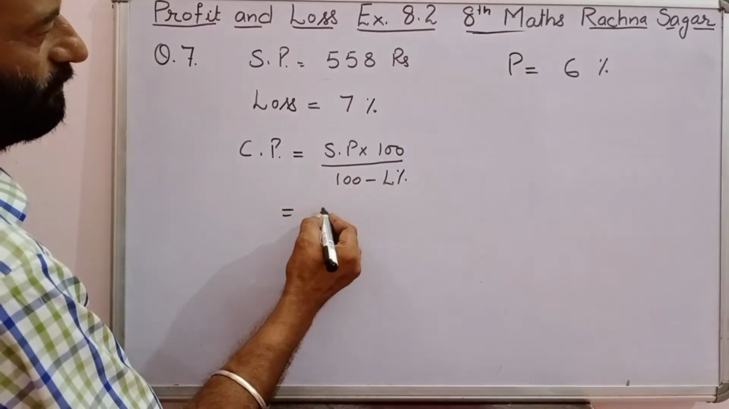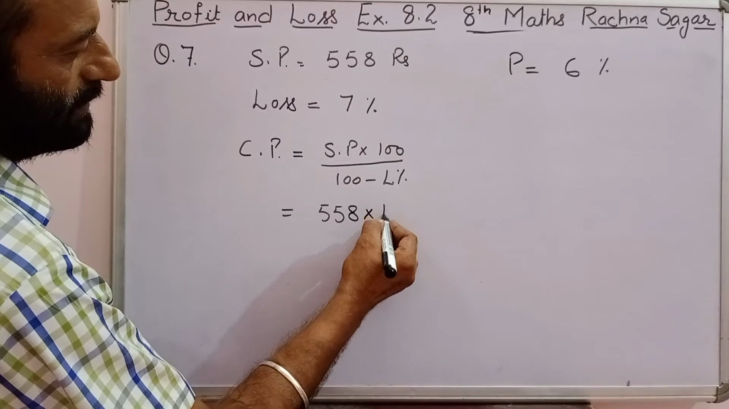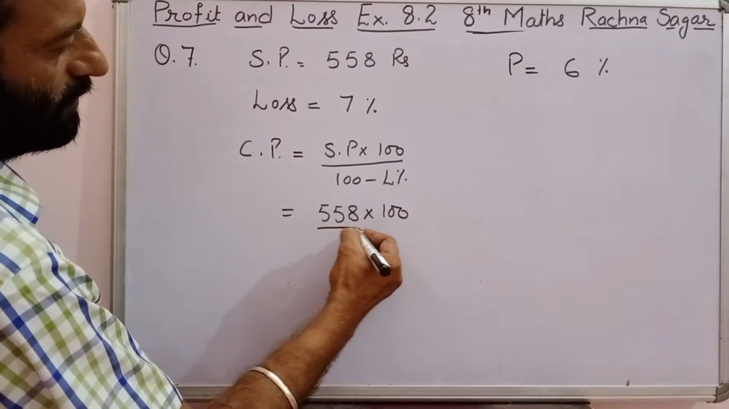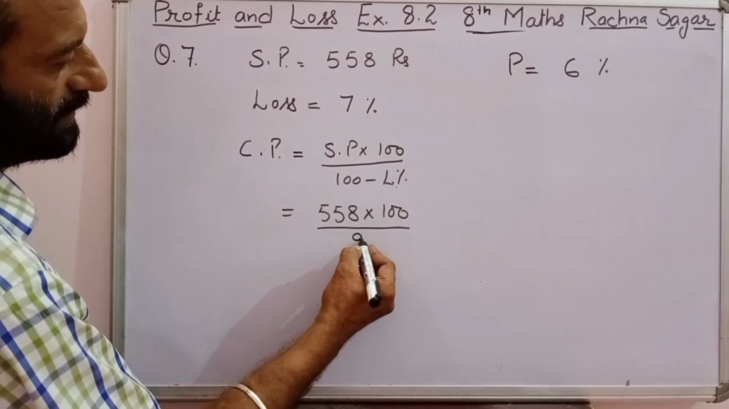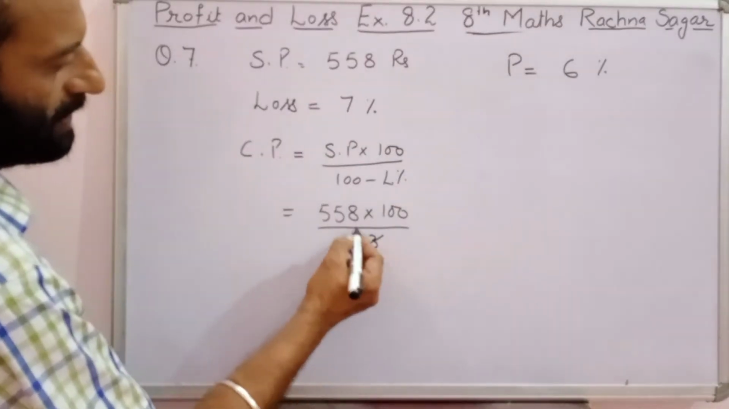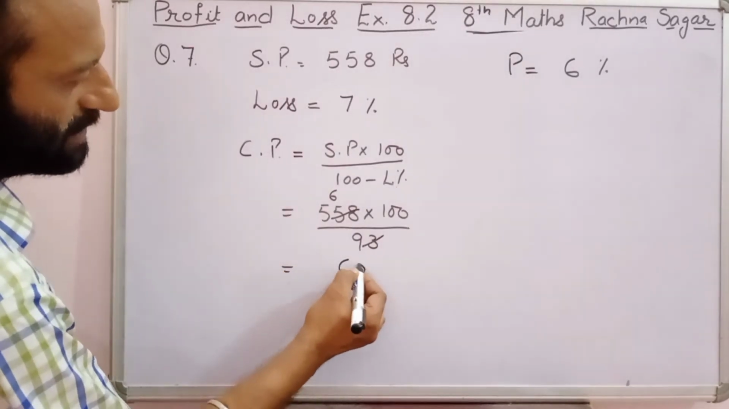It is equal to 558 into 100 over 100 minus loss percent, 100 minus 7, that is 93, and the CP of the mobile comes out to be 600 rupees.